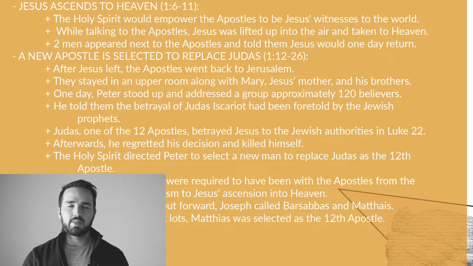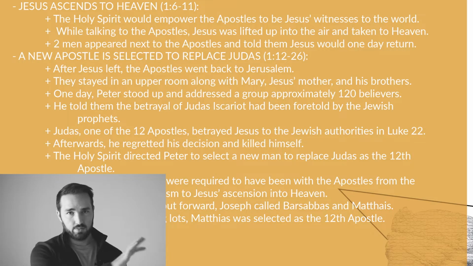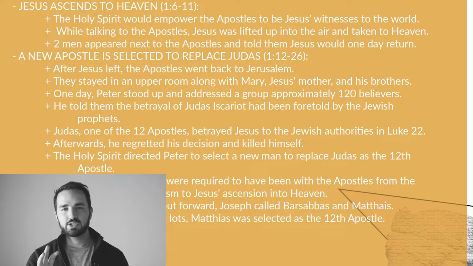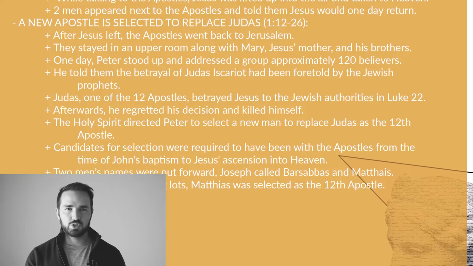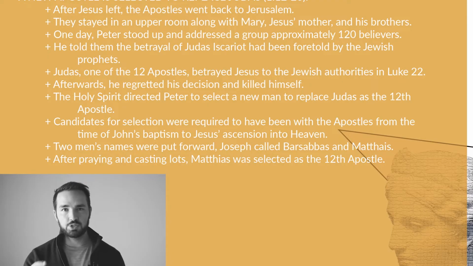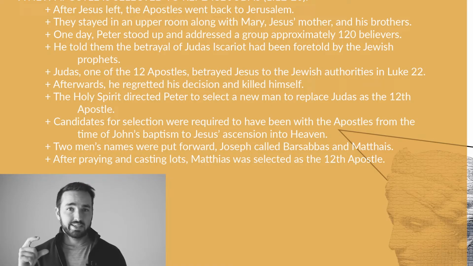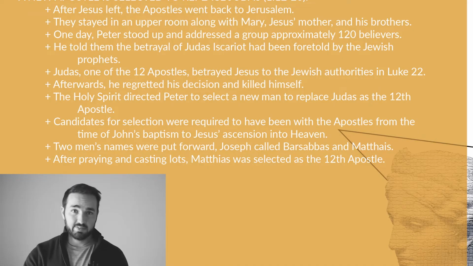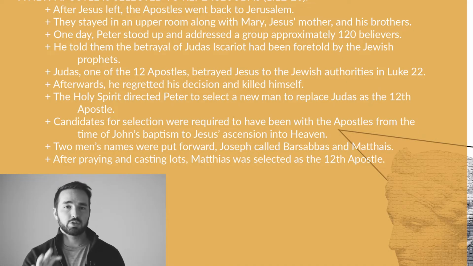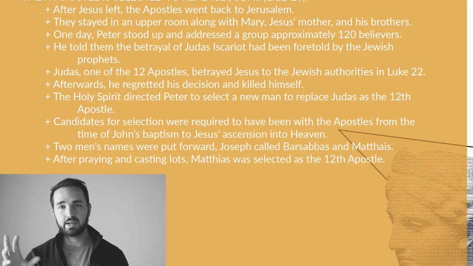Peter said that the betrayal of Judas Iscariot, recorded in the Gospels, was actually predicted by the Old Testament prophets. If you remember, Judas Iscariot was the apostle who betrayed Jesus with a kiss to the Jewish authorities. And afterwards, he really regretted what he did, and he went out and he killed himself. Well, that took the 12 apostles down to the 11 apostles. So here, the Holy Spirit directed Peter to select a new one.